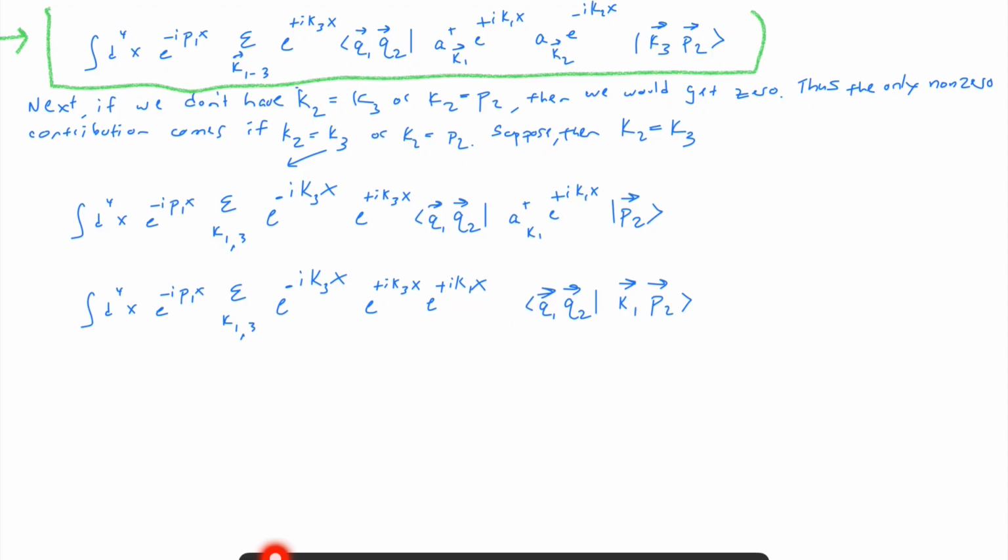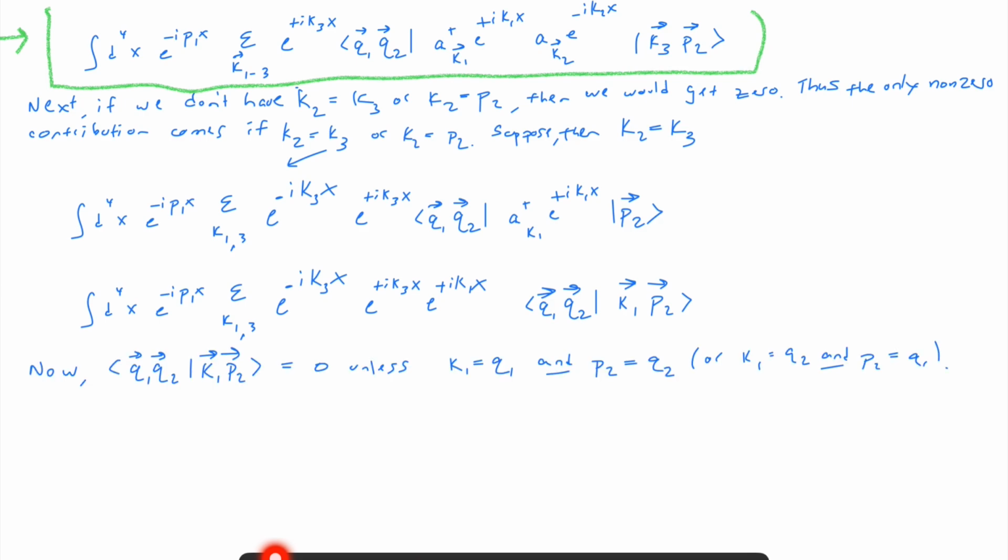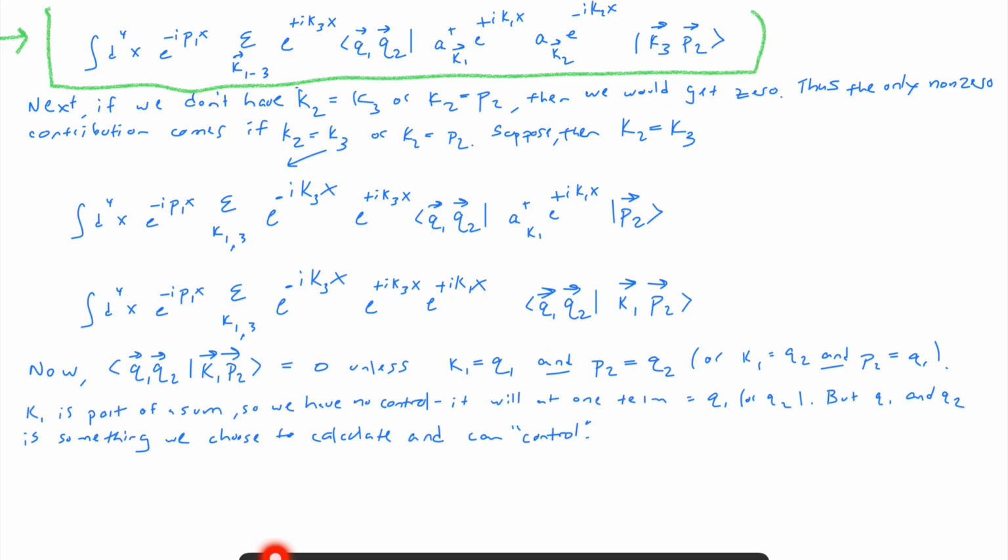Let's look at this over here. When you're analyzing this whole thing, it won't have any contribution for those situations, but it'll equal 0 unless K1 equals Q1 and P2 equals Q2, or K1 equals Q2 and P2 equals Q1. Now, K1 is part of a sum, so you have to sum over all the values. So you really don't, quote unquote, have control over it mathematically. At one point, it will equal Q1 or Q2.